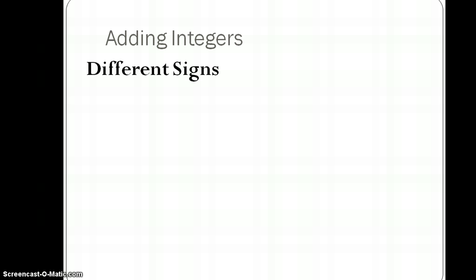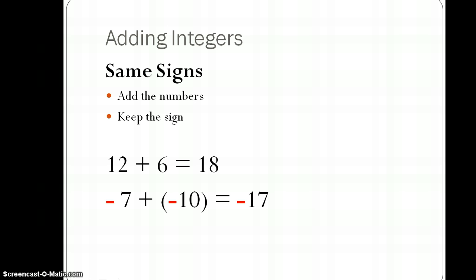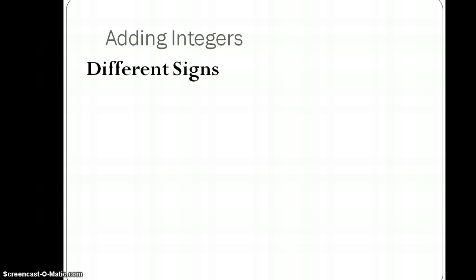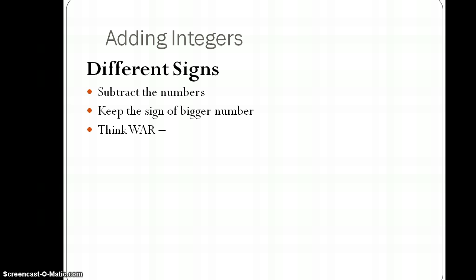Adding integers when you have different signs, you're going to subtract. Same signs, add and keep. Different signs, subtract. That's exactly what we're talking about. Same signs, you just add them together and keep it either positive or negative. Different signs, subtract. You're going to keep the sign of the bigger number, then you'll be exact.